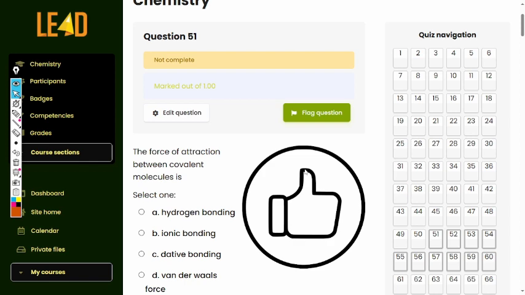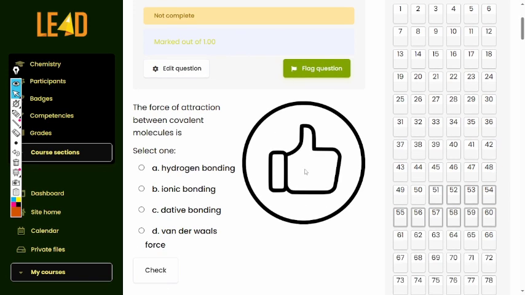Question 51. The force of attraction between covalent molecules is... Covalent molecules are held together by van der Waals forces. For instance, hydrogen gas is H2, which means there are 2 hydrogen atoms bonded together. If you have a bunch of hydrogen molecules, what attracts one to another is a van der Waals force. So the answer is D.